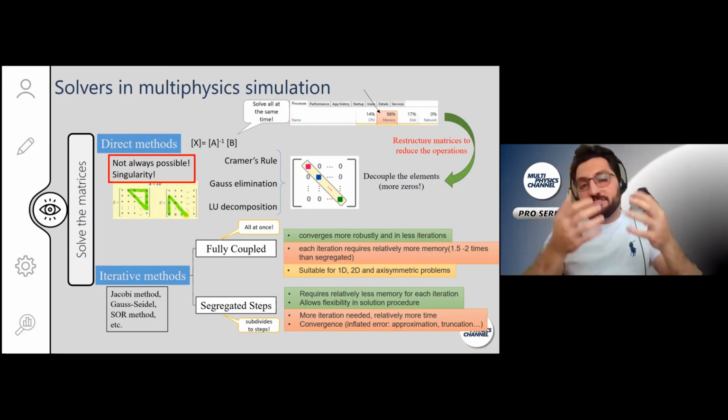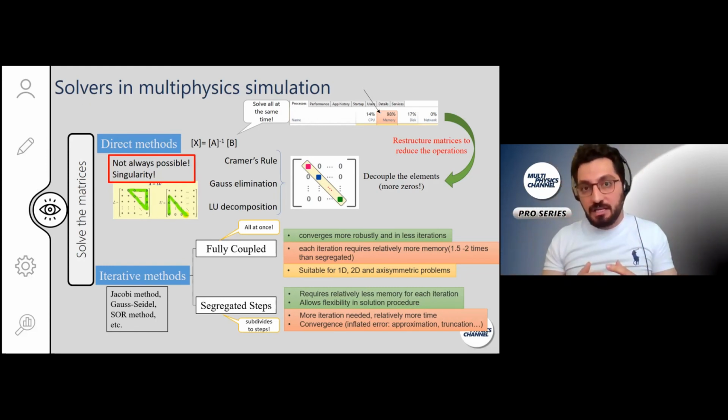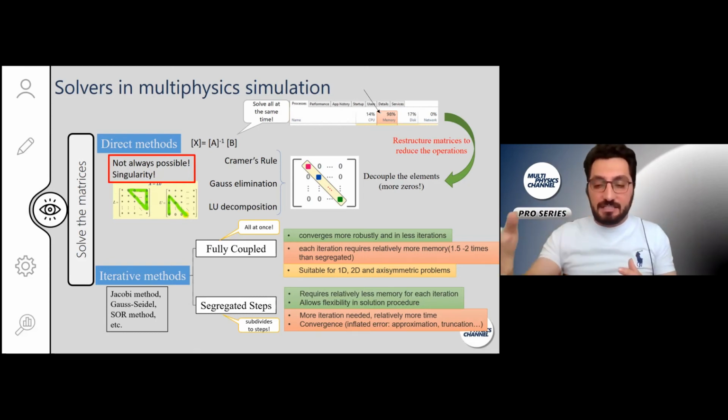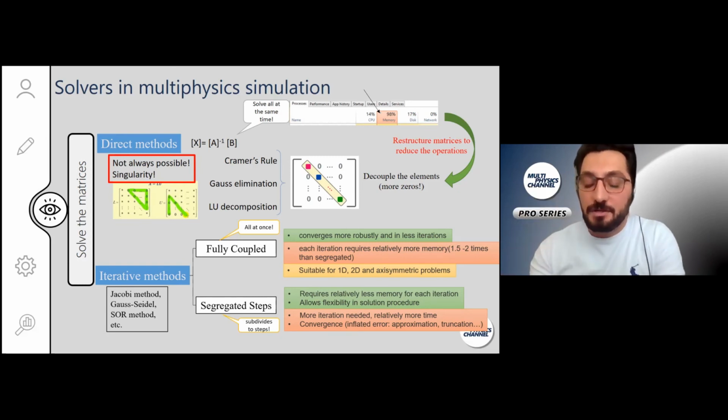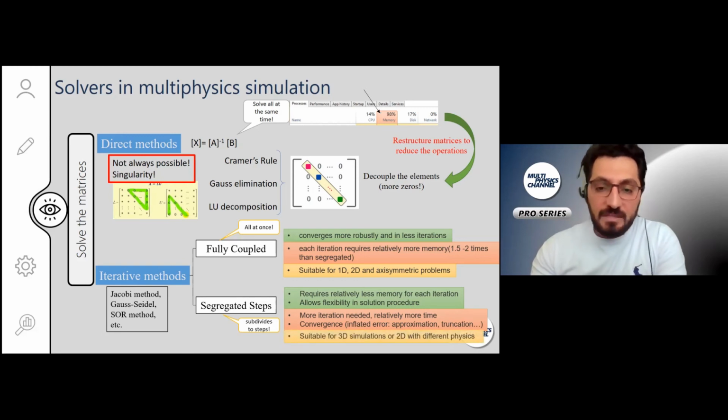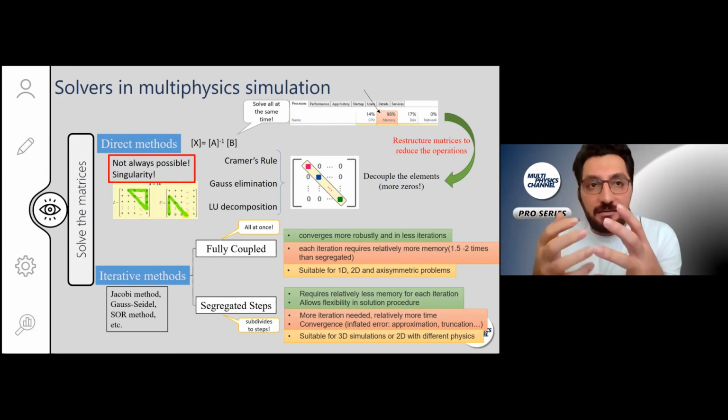And I take all these errors to the next part, accumulate with the errors from that part, and then I go to the next part and continue this process. So as a result, I will have inflated errors that maybe make some problems for my convergence, and then my solution diverges. So it's suitable for 3D simulation, which has more operations.